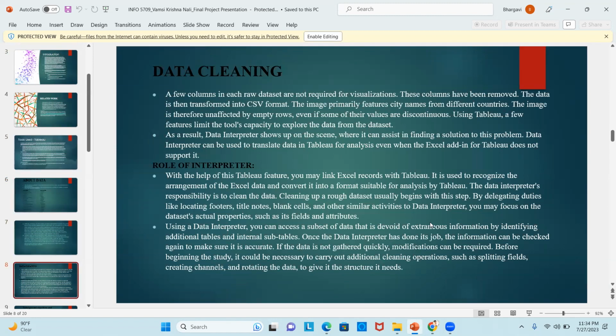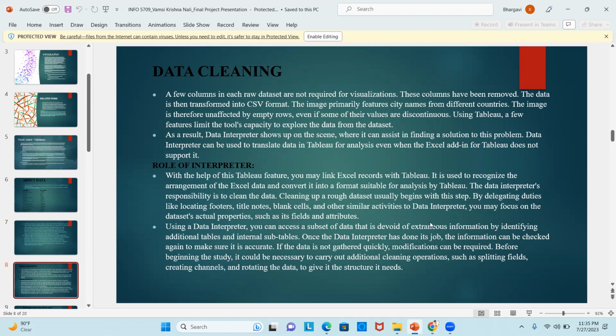For the data cleaning, a few columns in the raw dataset are not required for visualizations, so these columns have been removed. The data is transformed into .csv format, which is used for Tableau specifically. The image primarily features city names from different countries. The image is therefore unaffected by empty rows, even if there are values of discontinuous sets.